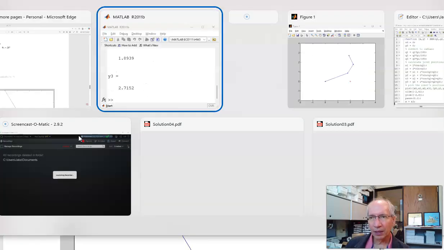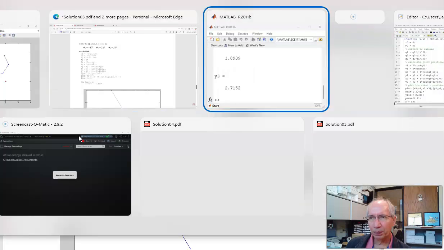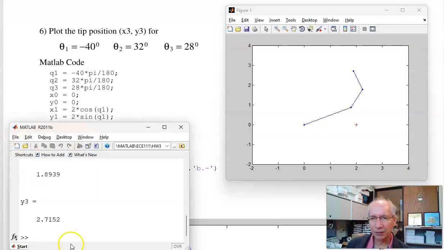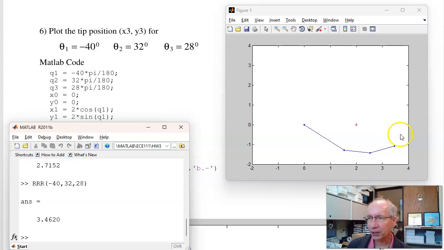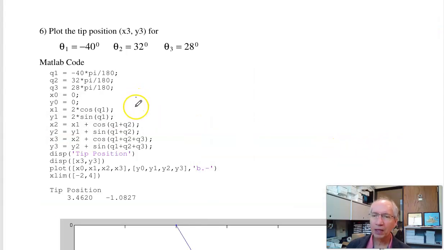If I pick different angles, like let's do RRR of minus 40 degrees, 32 degrees, 28 degrees. There's the tip at 2.7. Return 2 parameters, x3, y3. The x-coordinate is at 3.46. The y-coordinate is at minus 1.0. That's forward kinematics.